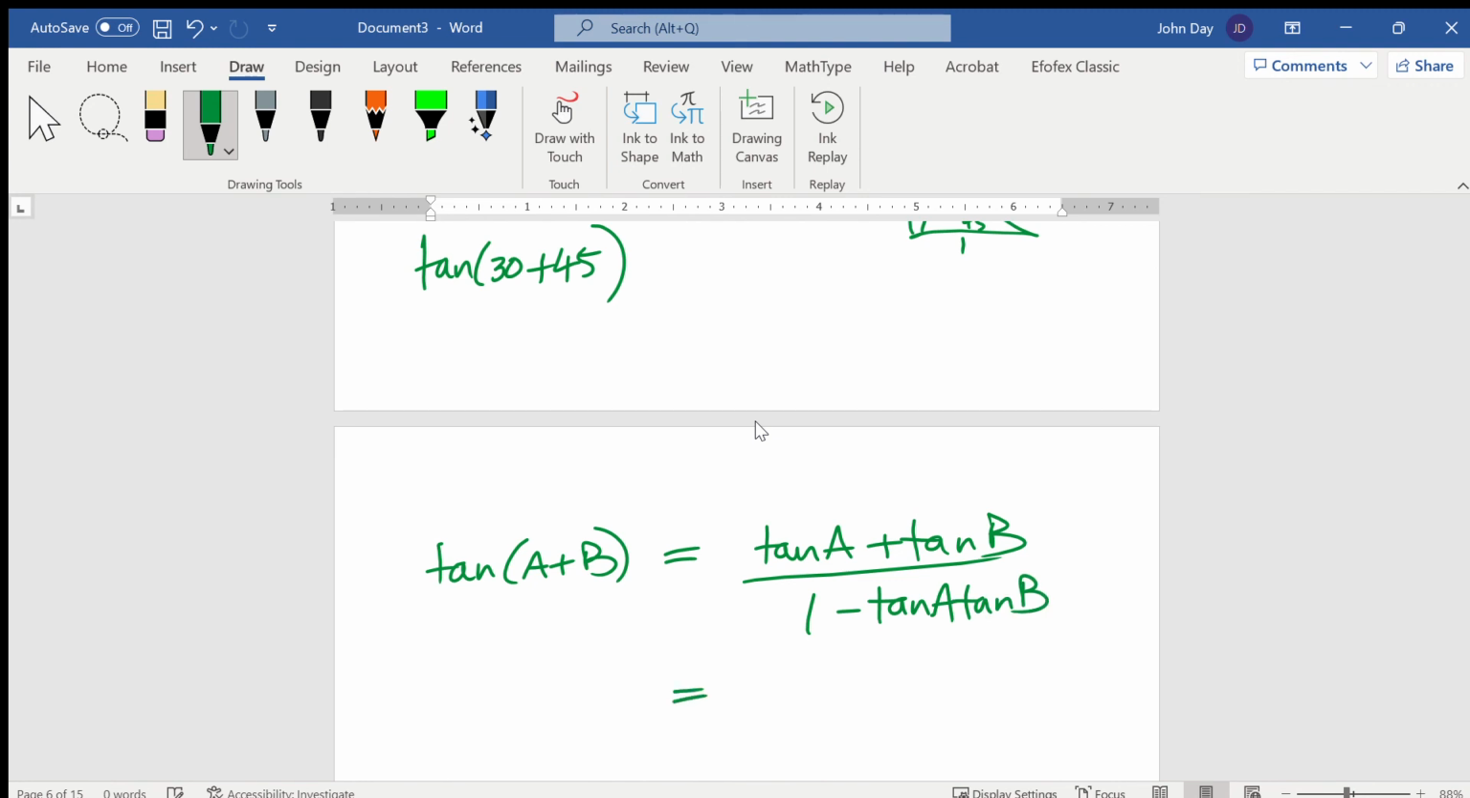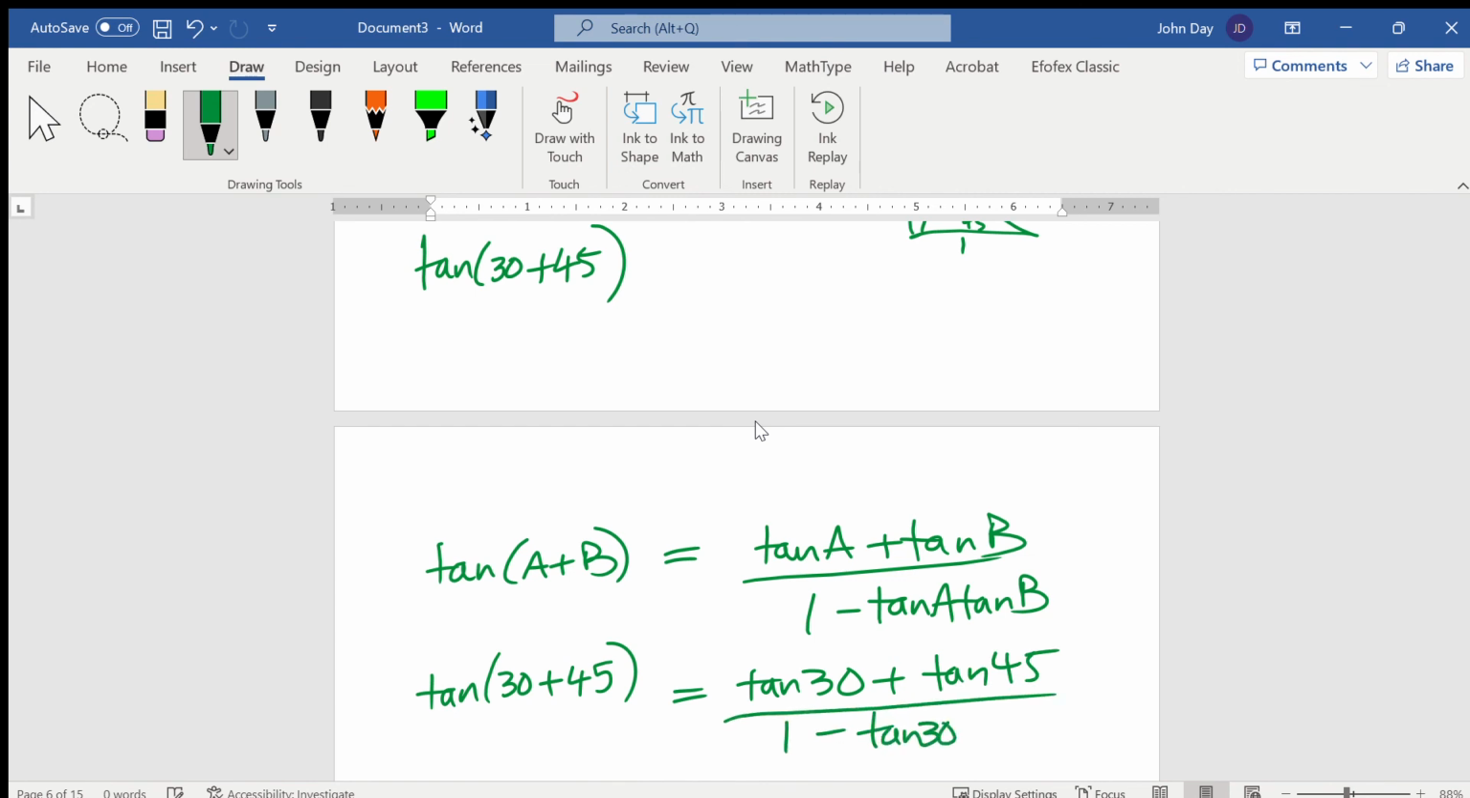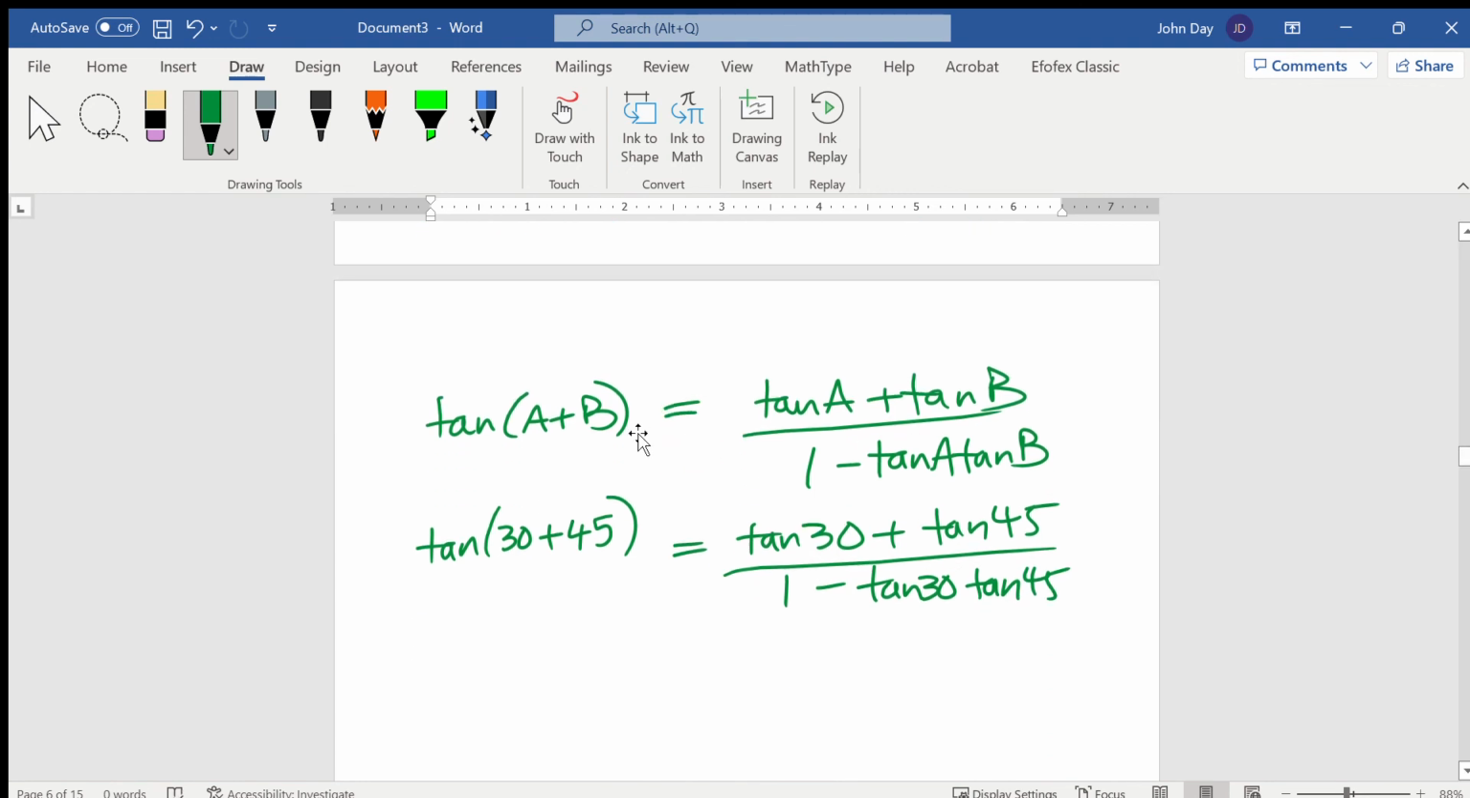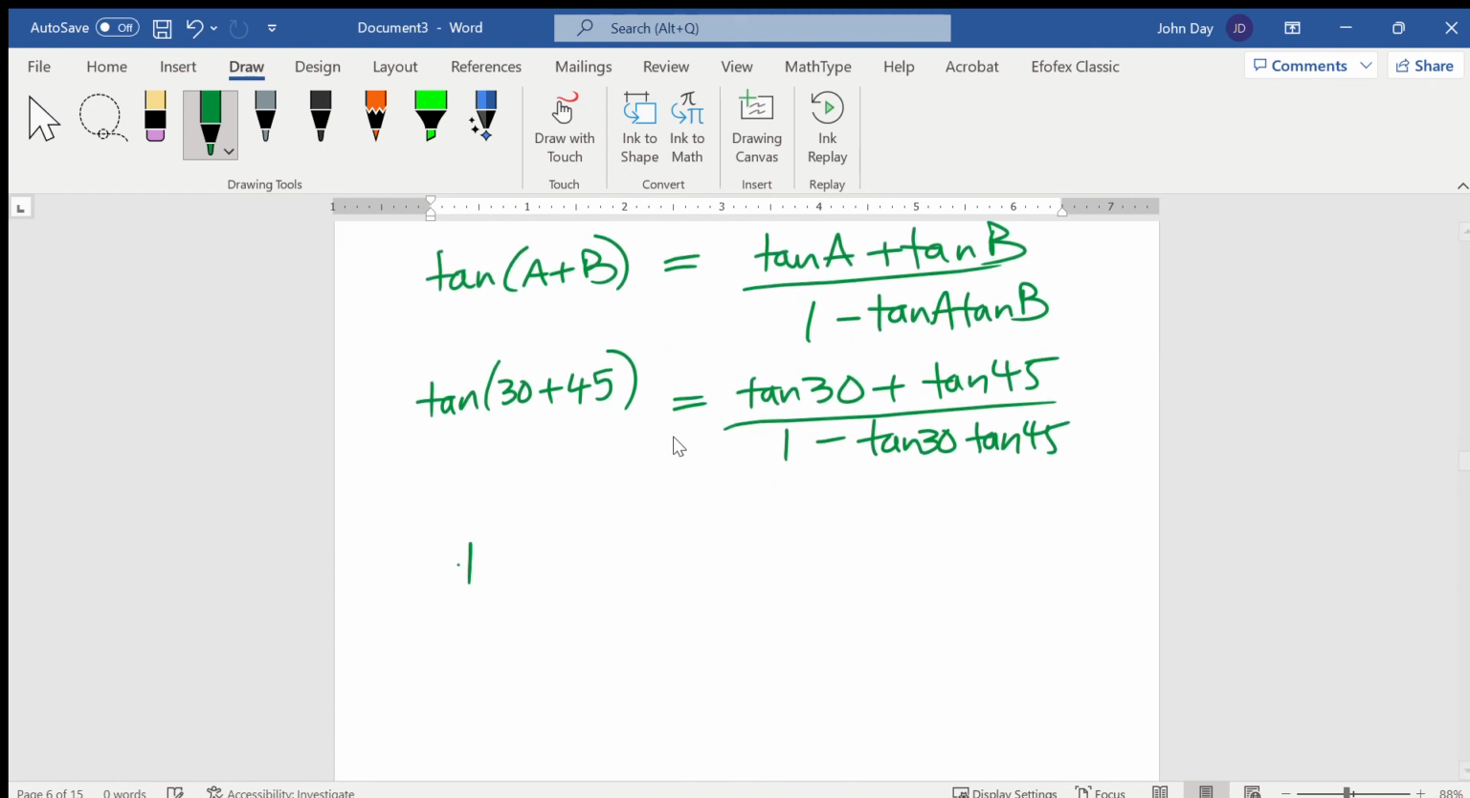All right, but for A, I might use 30, and for B, I might use 45. So that'll be tan of 30 plus tan of 45 on 1 minus tan of 30 times tan of 45. So I can use that to find out what tan of 75 is in exact values.